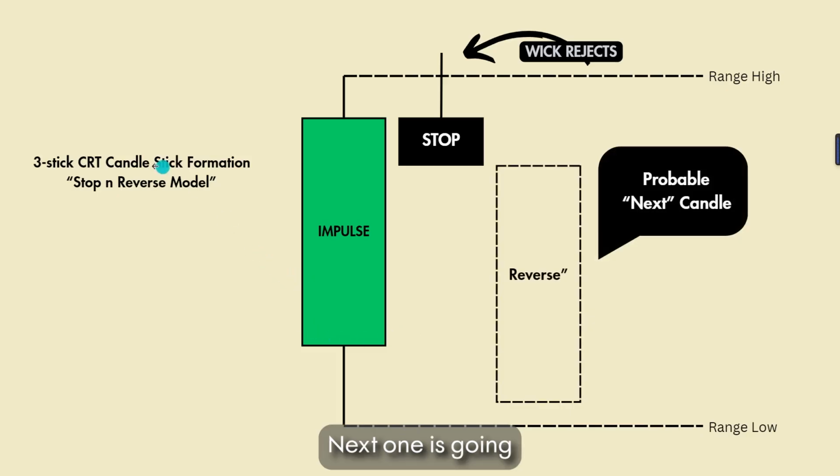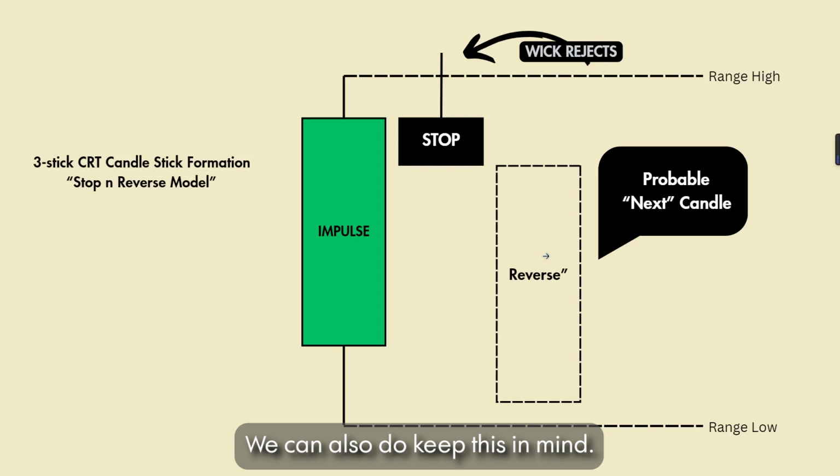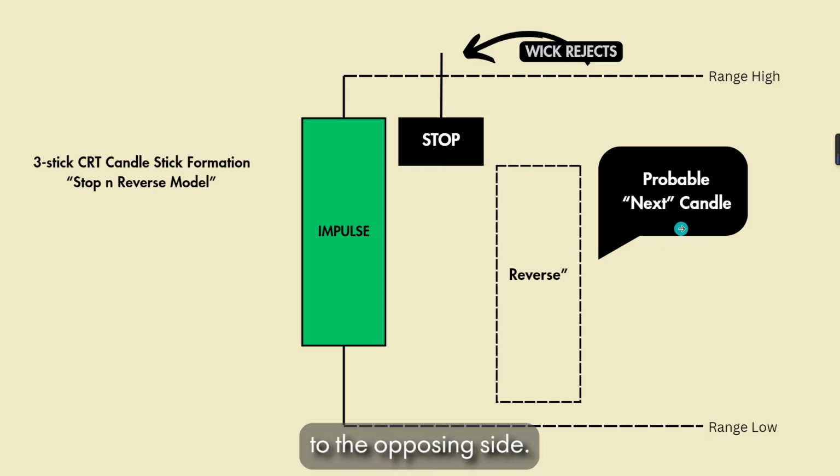Now our next one is going to be our 3-stick candlestick formation, or our 1, 5, and 9 sequence. Mainly understand that this one is usually based off of the first candle creating the CRT range and formation, the second one being the actual sweep, and the third one actually being the one that distributes to the opposing side. However, the third candle can be actual multiple candles, so do keep this in mind. The main point is that it actually distributes to the opposing side.